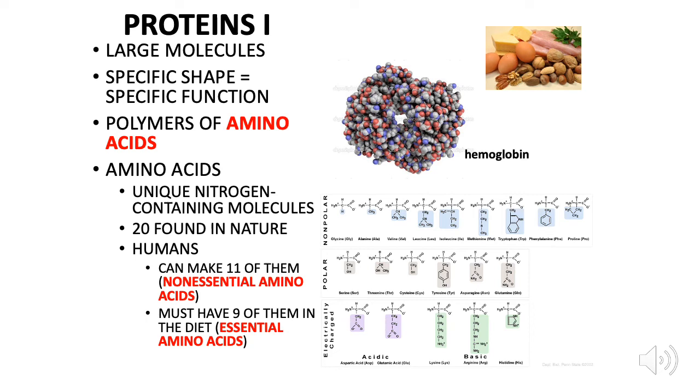So amino acids are the building blocks for making proteins. Now, in a minute, we'll take a look at the specific structure of an amino acid, and then we'll understand how those amino acids become linked together to form polypeptides, and then how those polypeptides become organized into these large, critically important molecules called proteins.